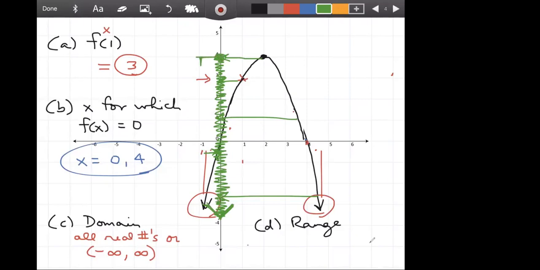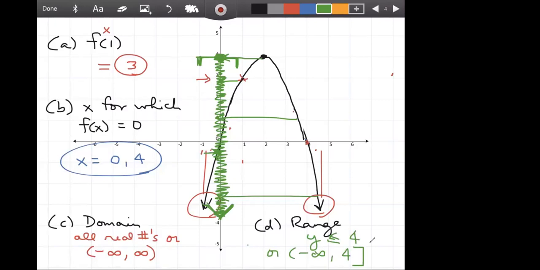Remember that when a particular endpoint is included on the graph, we put a bracket there. So there are two different ways you could write this answer. You could say y less than or equal to 4, or you could write it in interval notation. You could say negative infinity, comma, 4 with a bracket.